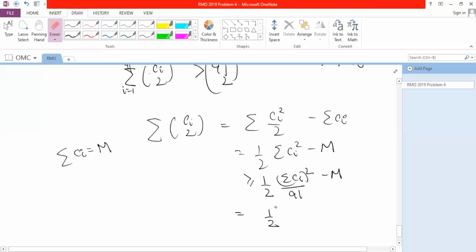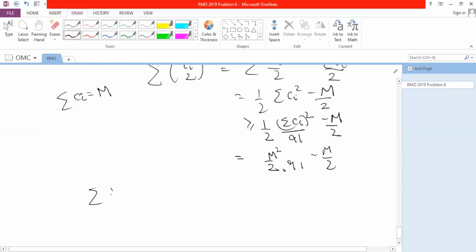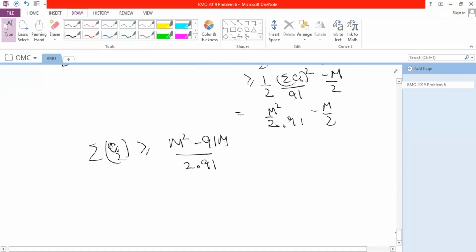Oops, I missed the divided by 2 factor. This is divided by 2, this is divided by 2, this is divided by 2. Half of M squared divided by 91, minus M by 2. Hence we have summation Ci choose 2 is greater than or equal to M squared minus 91M, divided by 2 times 91. Now, if this is greater than 91 choose 2, we would be done.